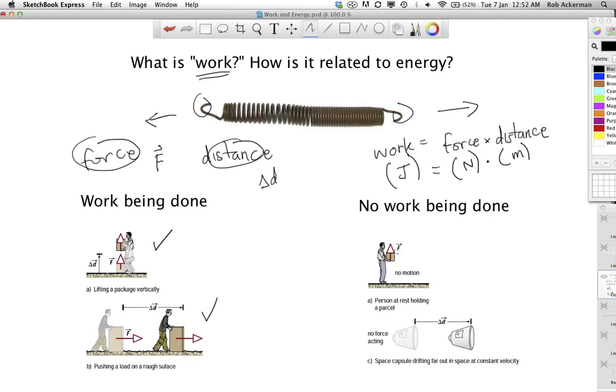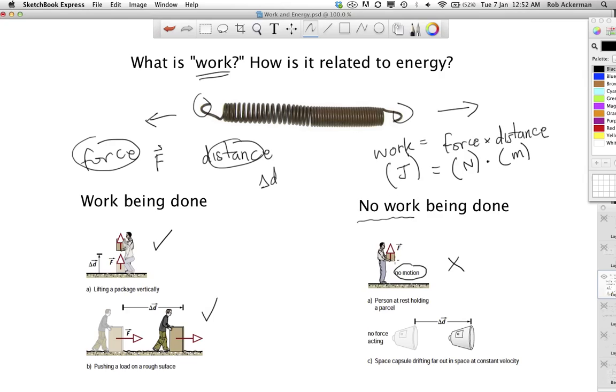But now let's look at some examples where you might think you're doing work because something's happening, but in fact you aren't doing any work. Here someone is holding a box, but as the picture says, there's no motion. So stand somewhere and hold a box for a long period of time. You might get tired, but sorry, no work is being done on that box. One way to think of this is you aren't getting the box moving, so you're not giving it any energy.